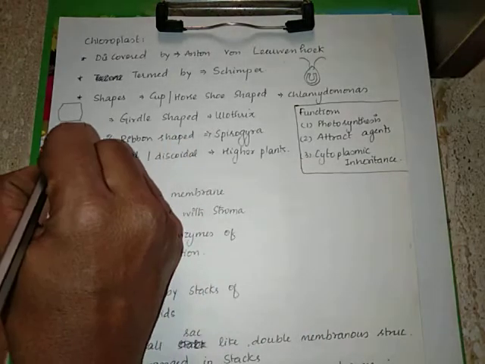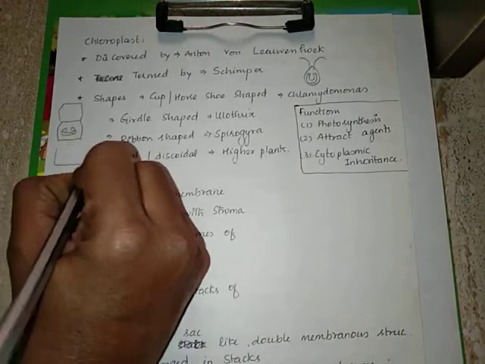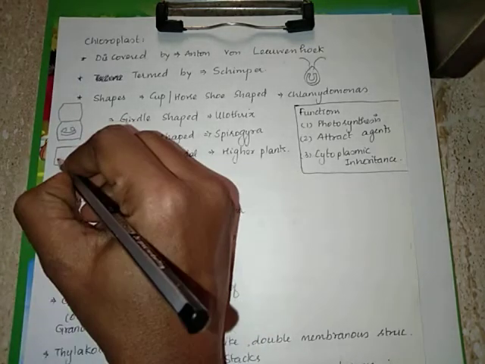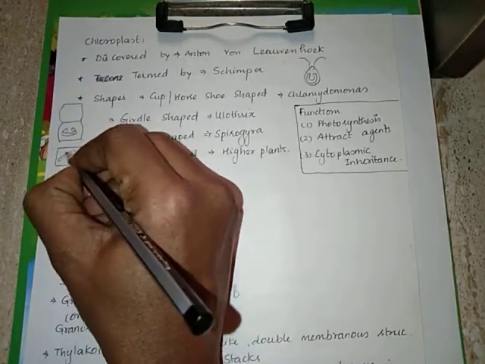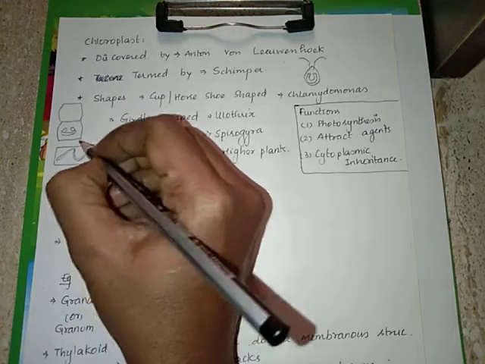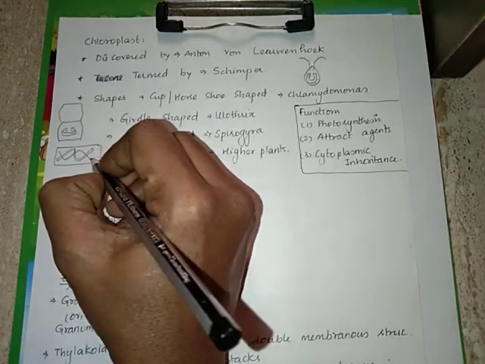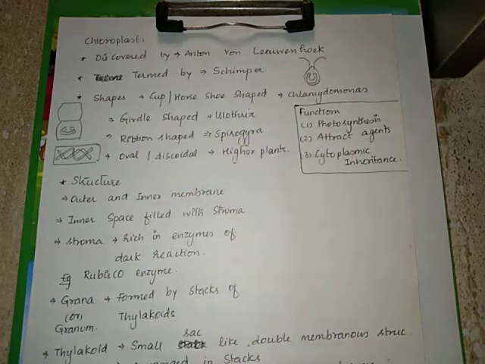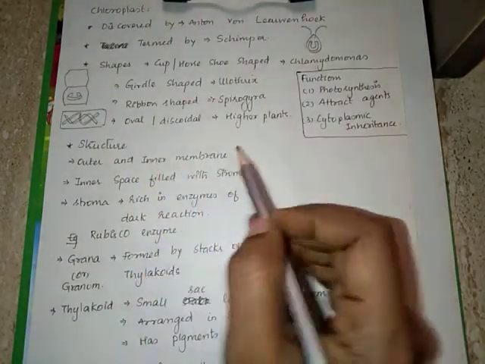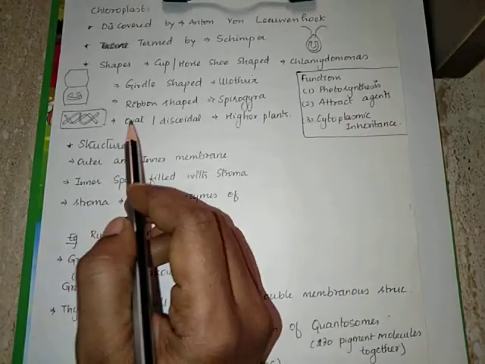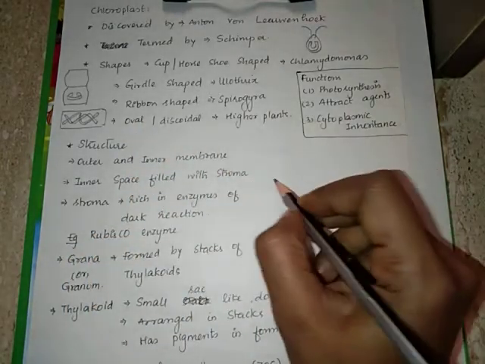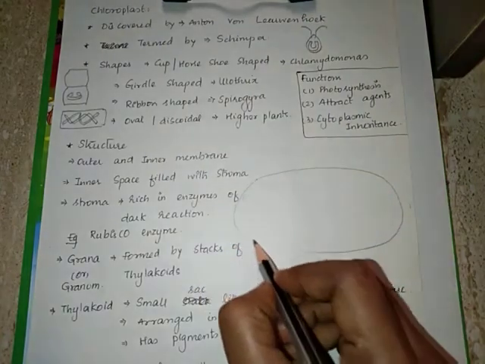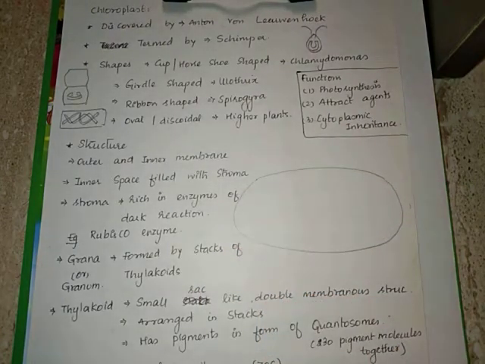And Spirogyra are long filamentous algae, and they have ribbon shaped chloroplasts. So the chloroplasts are going to be ribbon shaped in the case of Spirogyra. In case of higher plants, the chloroplasts are oval or discoidal in shape. So this is the oval shaped structure of the chloroplast.